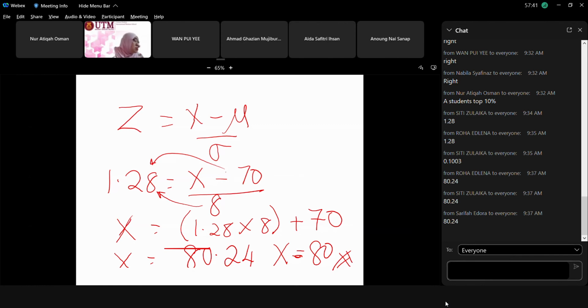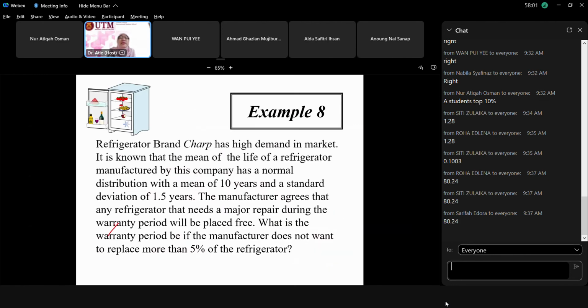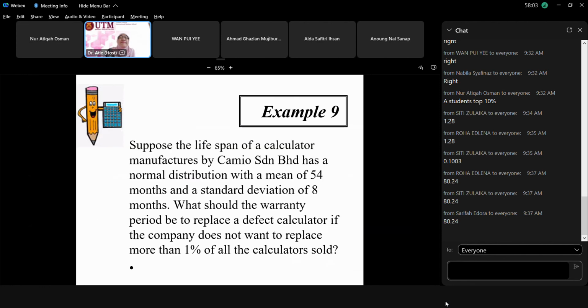Okay, I would like you to do exercise number 9 and 10 on your own, but I'm going to show you how to do exercise number 8, right? But 9 and 10, I would like you to try on your own. Okay, so let's move on to exercise number 8, okay?